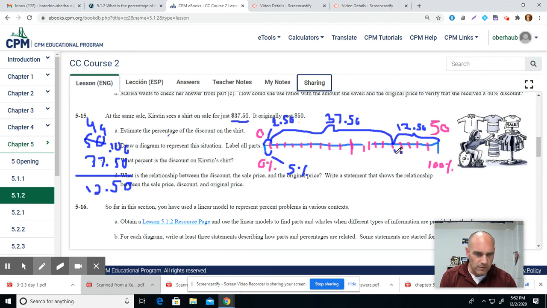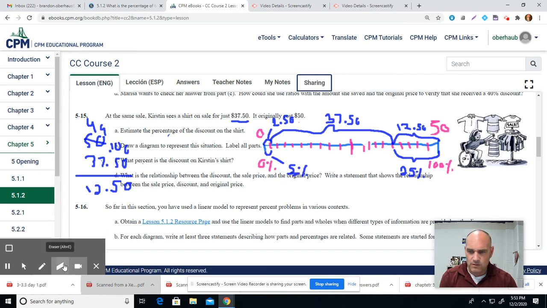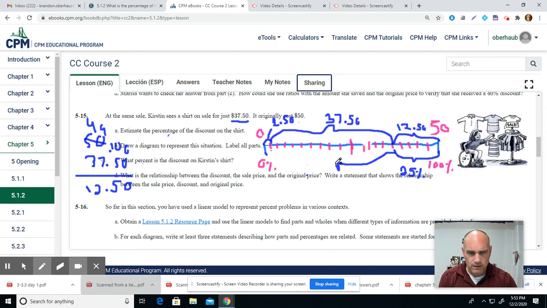All right. So from here to here is 25%. Now that means, let's clean this up a little bit. That means that from here all the way to here needs to be 75%, because 75 plus 25 gives me 100. All right, so I think we're looking good now. So here's how much I pay, $37.50. Here's how much I saved, $12.50. Together, everything would be the $50, which is the original price of the shirt.